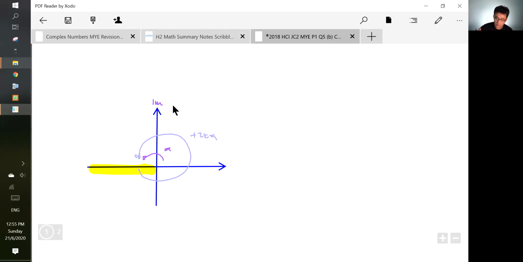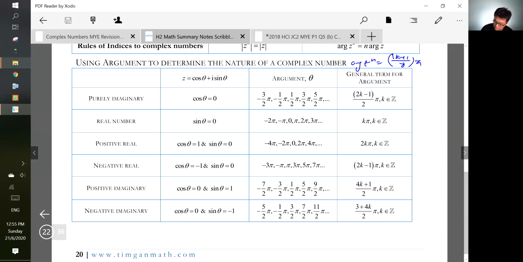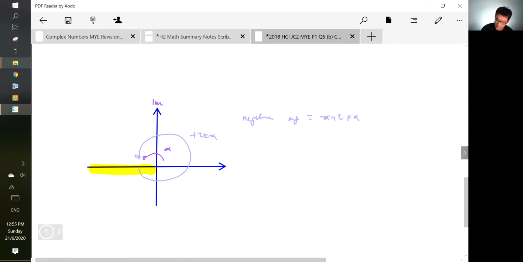This part here, you just keep adding 360 to always get negative real. So for negative real, the argument would be pi plus 2k pi. That's why you get this angle here. Pi plus 2k pi. This one, same thing. This is the same.